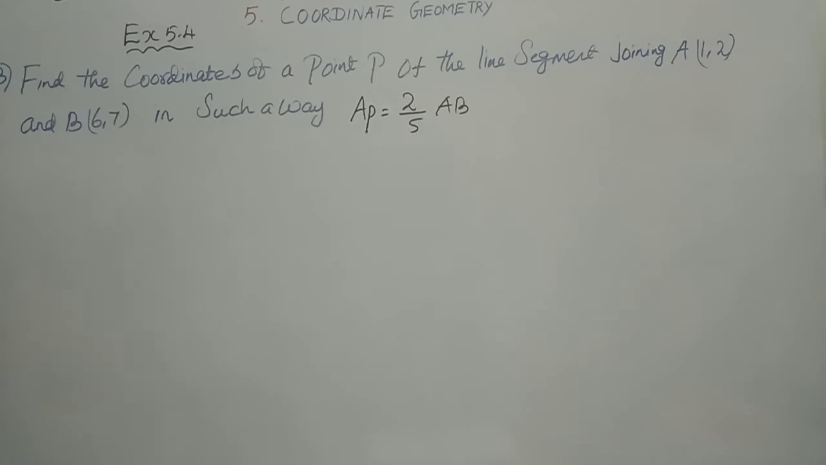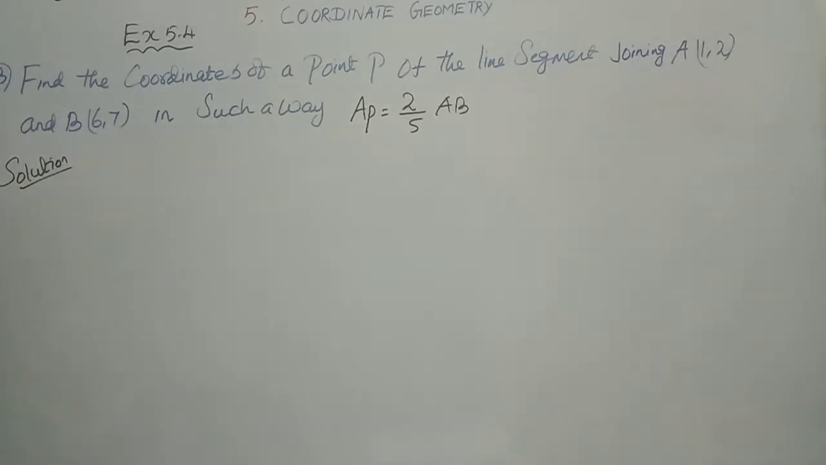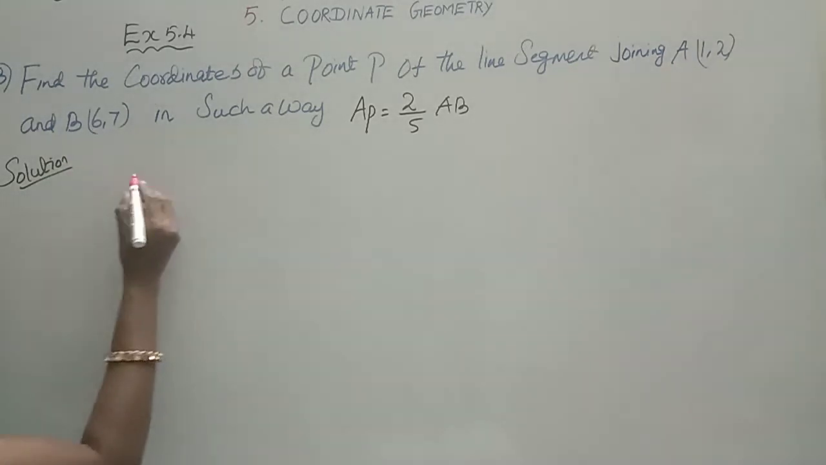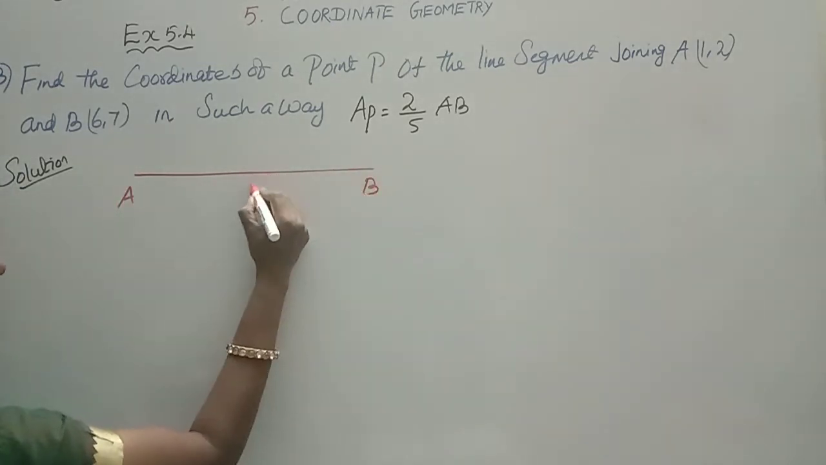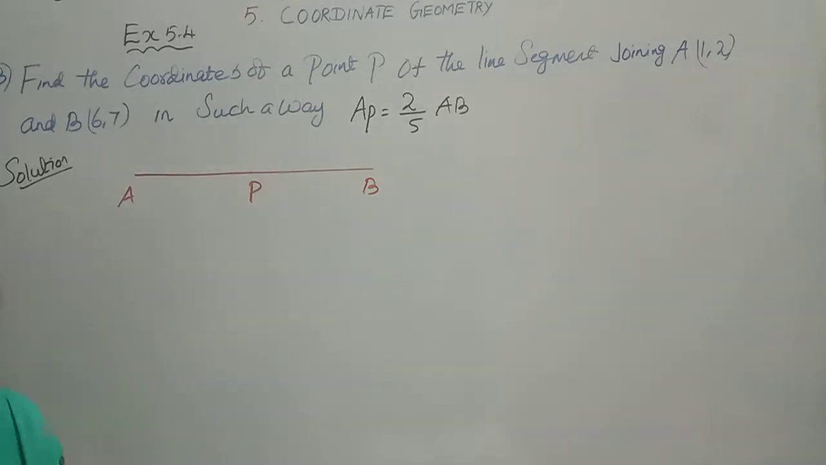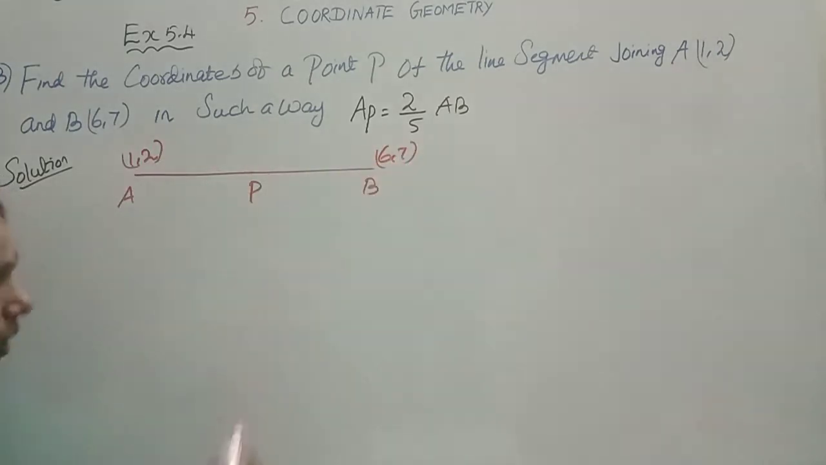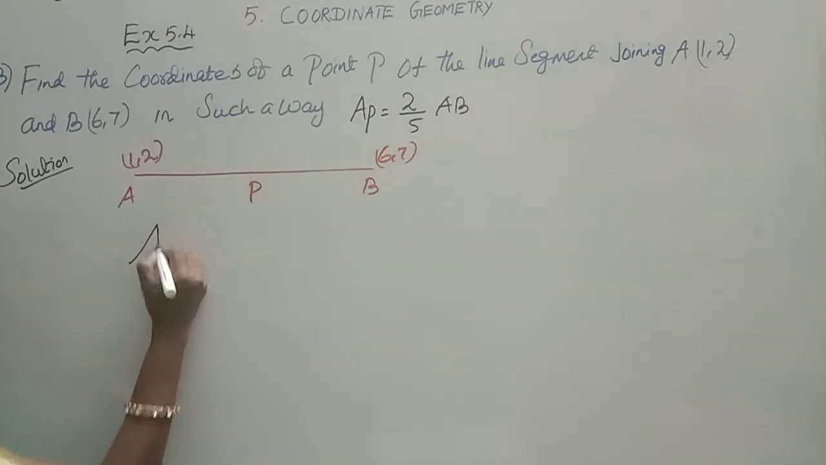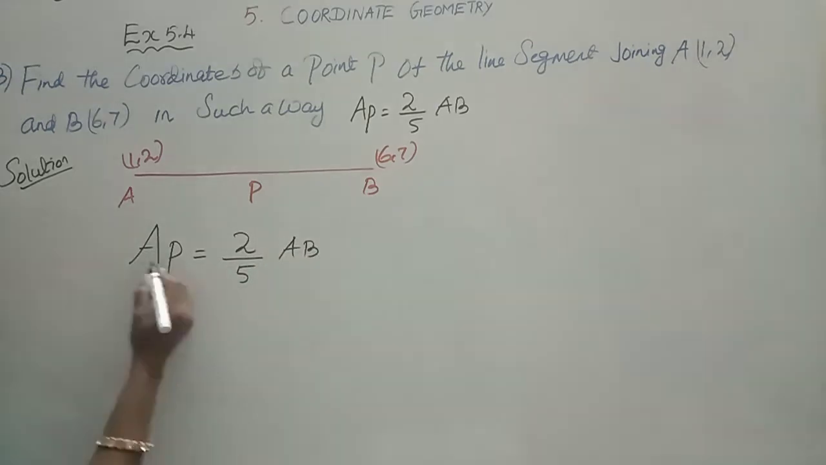Just write the solution. Here they have not given the ratio for the line AB. Here they have taken one line AB. This is A, B, and P is a point on it. And here m is to n is not given. Here they have given the coordinates 1, 2 and 6, 7. Now, using that relation, we have to solve this sum. I am going to consider the relation: AP equal to 2 by 5 of AB. Now here, we make cross multiplication.